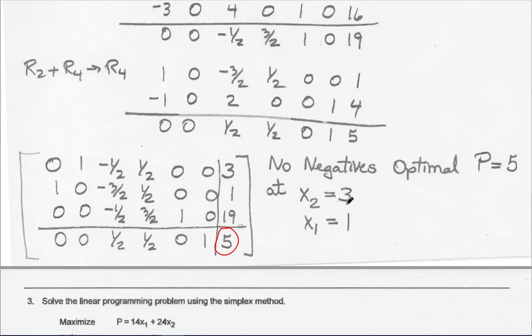Now, where did these numbers come from? Remind yourself, this was the x1 column, this is the x2 column. There's a 1 there. That's in the x2, so x2 is 3. For x1, here's the 1, and that says x1 is 1. Hopefully this is making a little bit of sense.